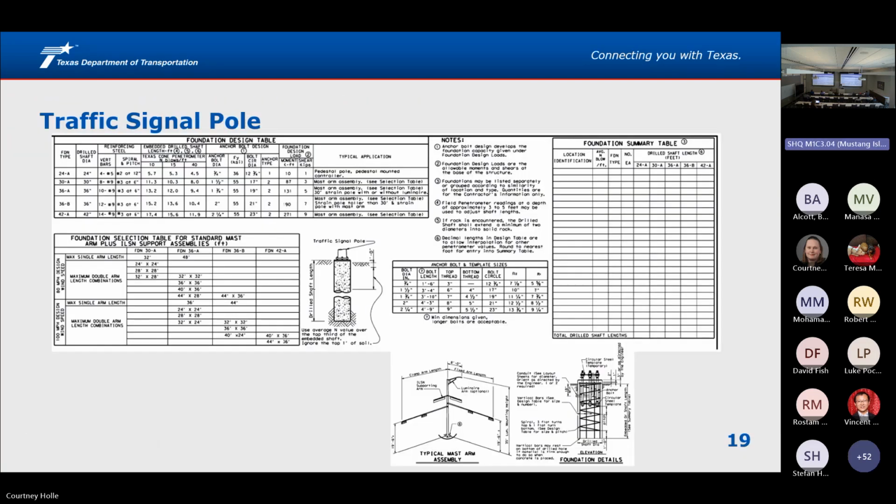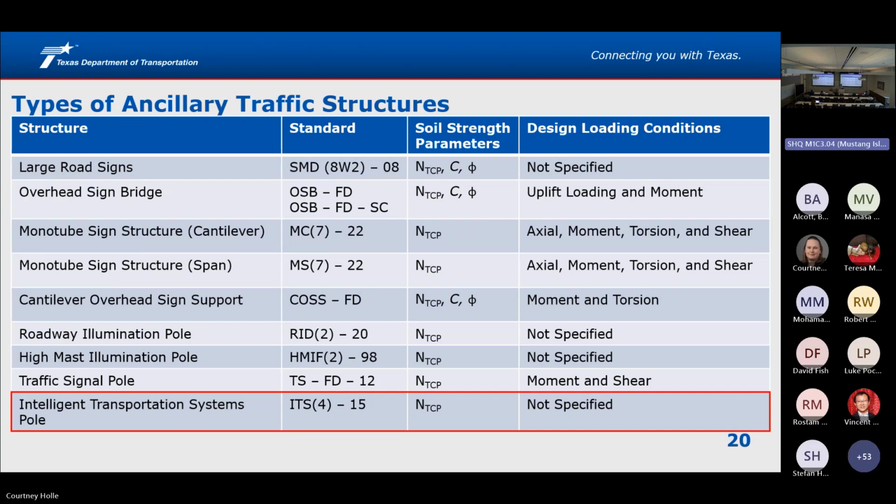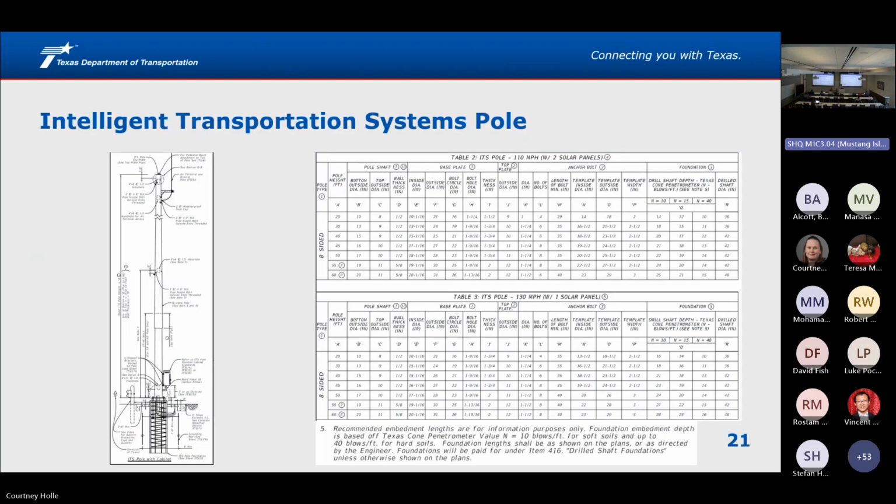Getting towards the end here, a traffic signal pole is again just based on the span lengths. So you find the span lengths in the bottom table, then you take a look at the top table and you find the foundation load and the foundation length in that table directly based on the foundation type. And then finally, the intelligent transportation systems pole, where each of them has their own separated foundation length in the table.